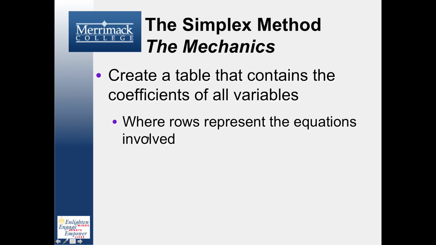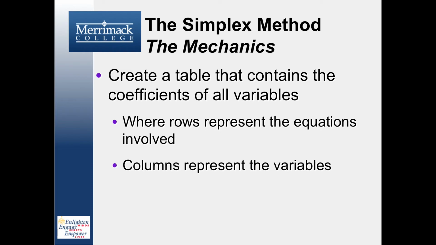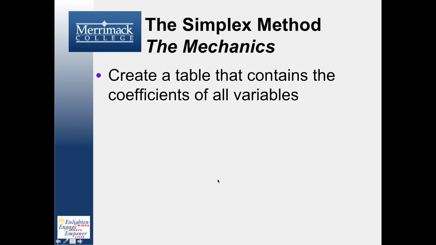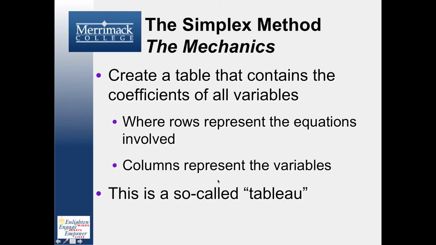So I'm going to create a table where all of the coefficients of all of the variables are in it, and the rows represent the equations. There are 4 of them, right? And then the columns represent the variables. So if I go back here, I have 4 equations and 1, 2, 3, 4, 5 variables. And then of course I have the constant terms. So 6 columns and 4 rows will do it. So let's check that out. By the way, that's called a tableau.